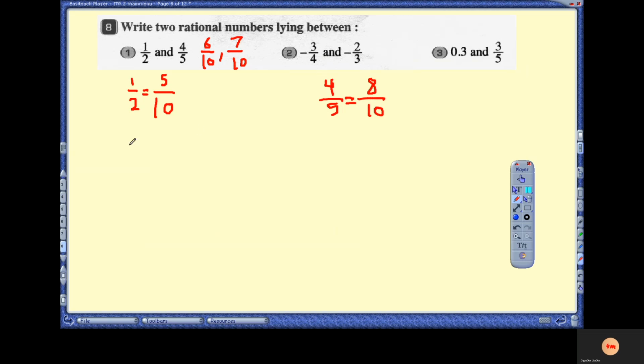Negative 3/4 and negative 2/3. The common denominator is 12. 4 times what equals 12? 3. Negative 3 times 3 equals negative 9. And here the common denominator also 12. 3 times 4 equals 12 and negative 2 times 4 equals negative 8.